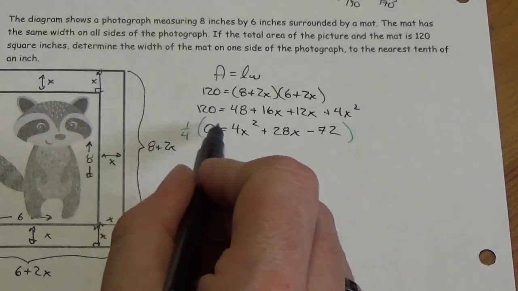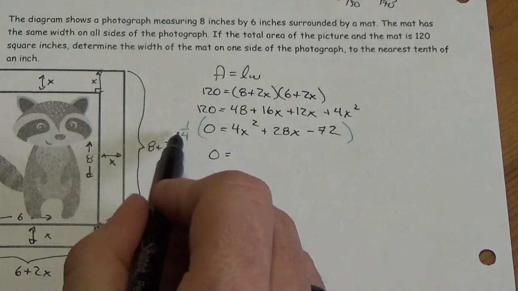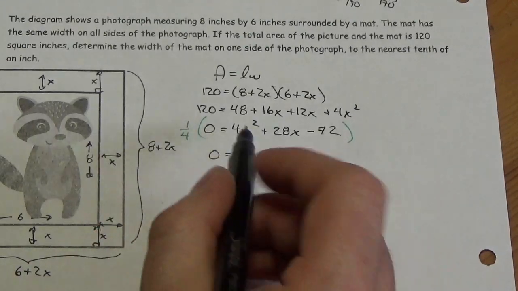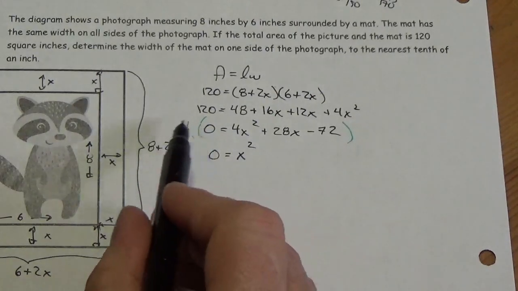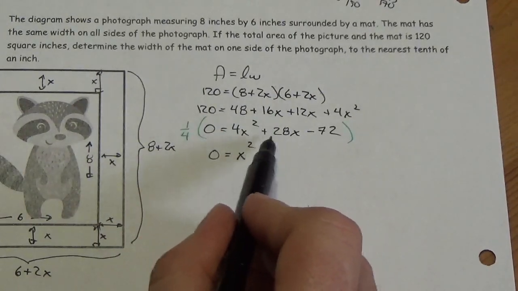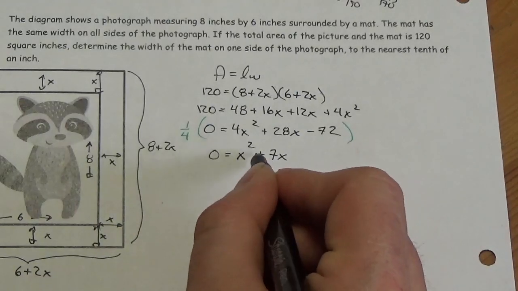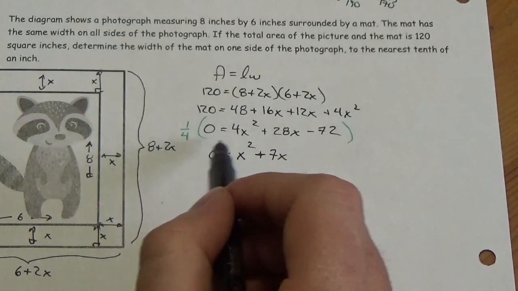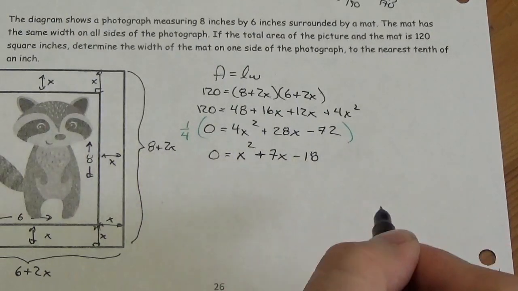So 1/4 multiplied by 0 will just be 0. 1/4 multiplied by 4x squared, well, the 4's will cancel and I'm just left with x squared. 1/4 distributed to 28x will be 7x. And 1/4 of negative 72 will be negative 18.